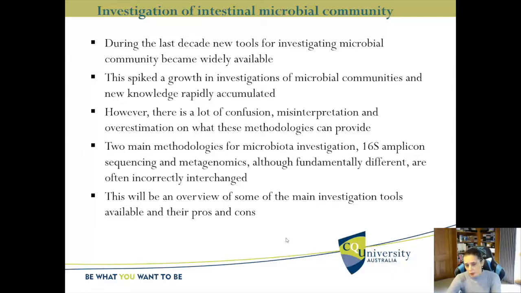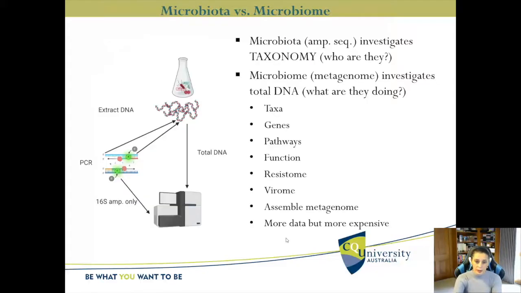Two main methodologies exist for microbiota investigation. We have 16S amplicon sequencing, and then we have metagenomics. Although they're fundamentally really different, they're often interchanged incorrectly. So I'm going to start with an overview of these main investigation tools, their pros and cons, issues with the analysis, and then move into real data.